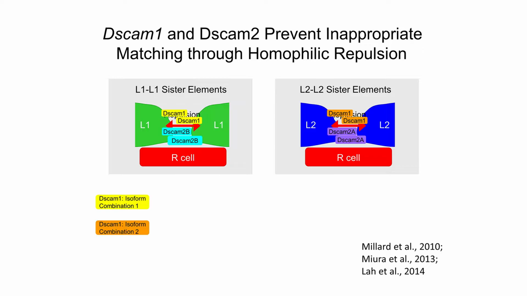Remember, these two processes of L1 and the two processes of L2 that I'm showing here are from the same cell. That's crucial. Each of these cells acquires a unique identity.